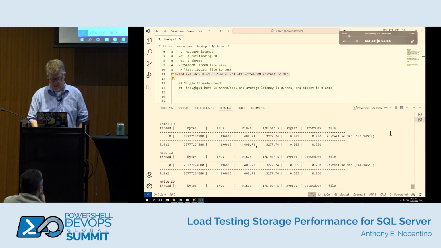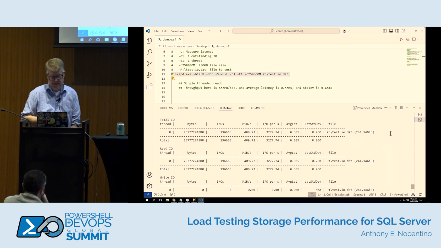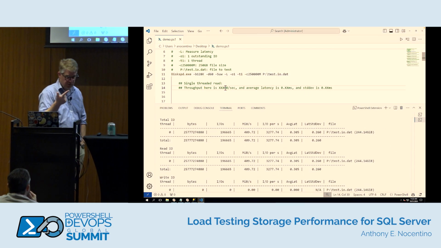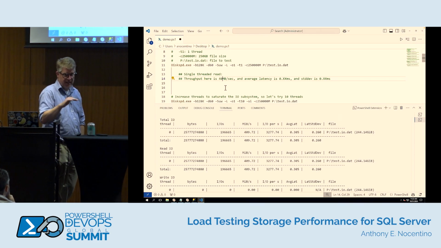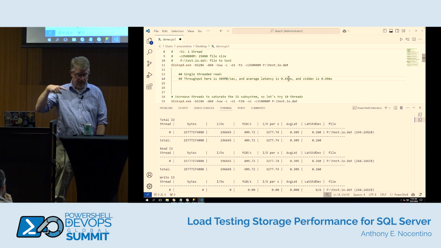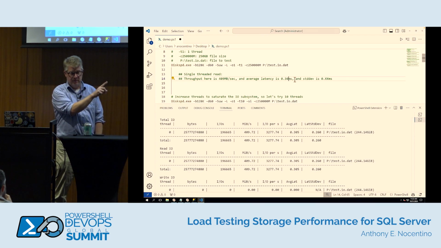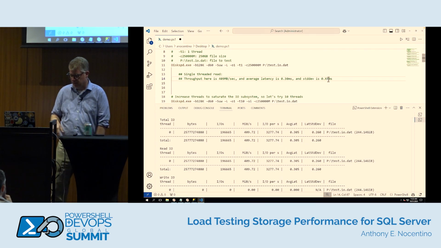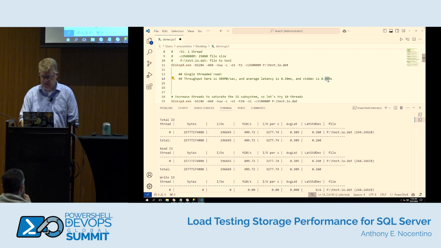I drove 400 megs of I/O at 3,277 IOPS. So that's single threaded. So now I have as fast as a single thread can move in my system. Now it's time to figure out where the knee is in the platform. I'm gonna drive the test to that point. So let's go ahead and kick up the next test.